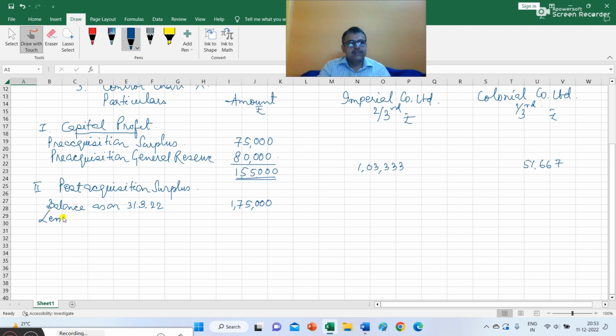So less pre-acquisition surplus. So I have already recorded the balance of pre-acquisition surplus was 75,000. So the post-acquisition surplus was 1 lakh. The share of Imperial Company Limited is 66,667, and that of Colonial Company Limited is 33,333.